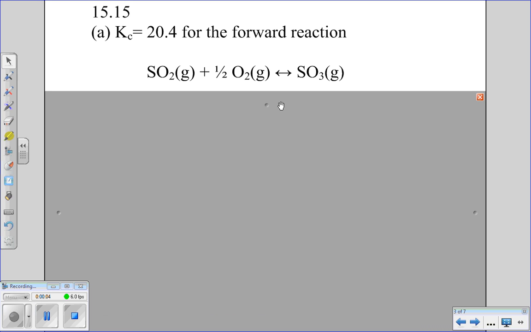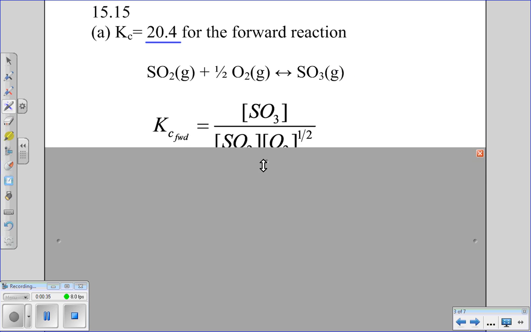Problem 15a is actually really simple, but I'm going to give you a more detailed explanation because we've just begun. They do not explicitly say things in the problem like forward reaction and reverse reaction, but that's the key. They tell us the Kc is 20.4 for this reaction, which I'm now going to start calling the forward reaction.